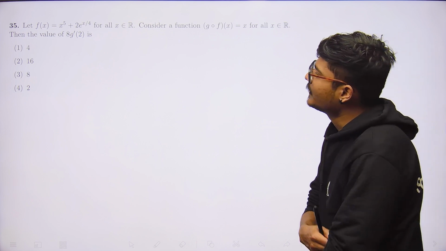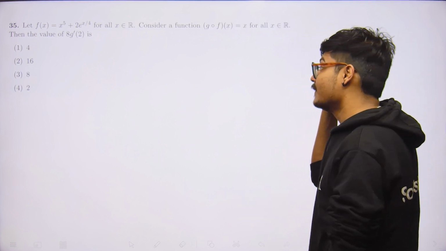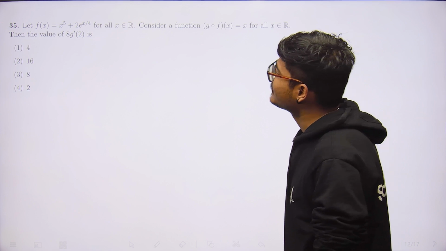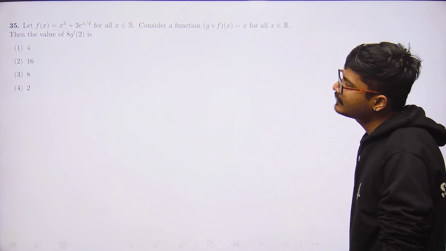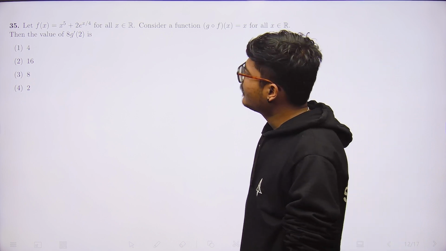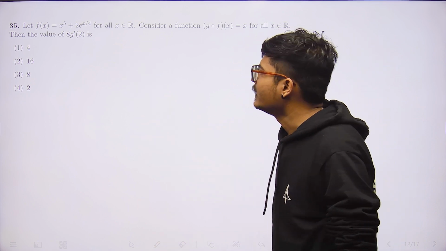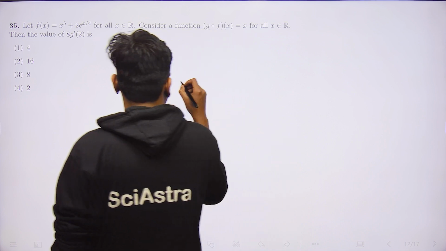Coming to question 35, let fx be x to the power 5 plus 2 times e to the power x by 4 for every x. Consider a function g of f of x equal to x for all x. Then find the value of 8 times g prime 2, right? So again a very standard question. इसमें क्या करना होता है?